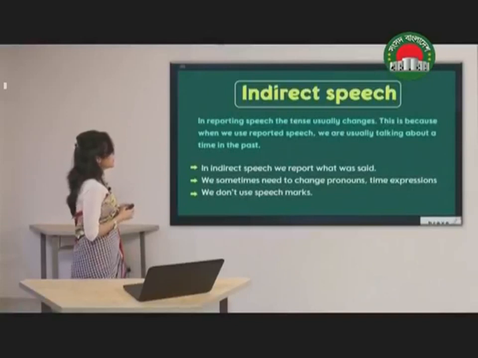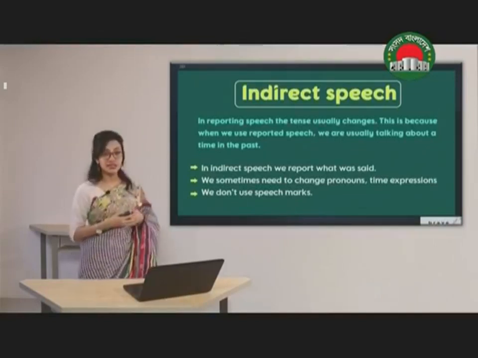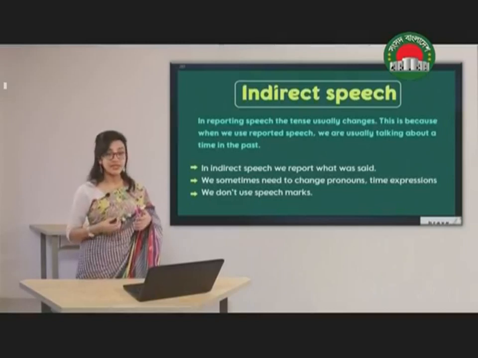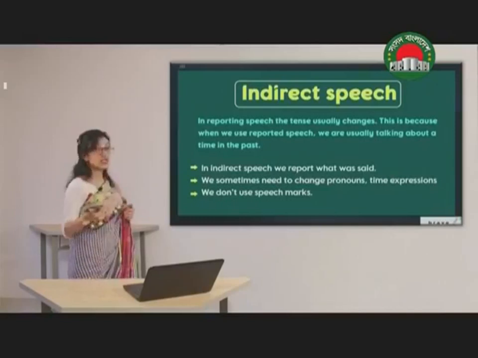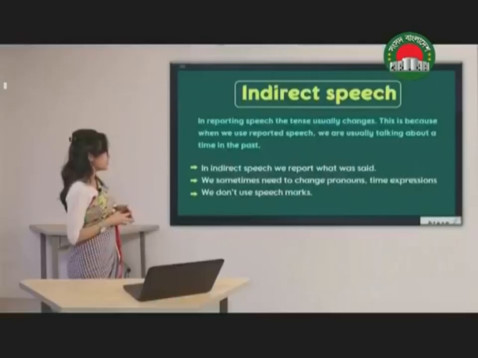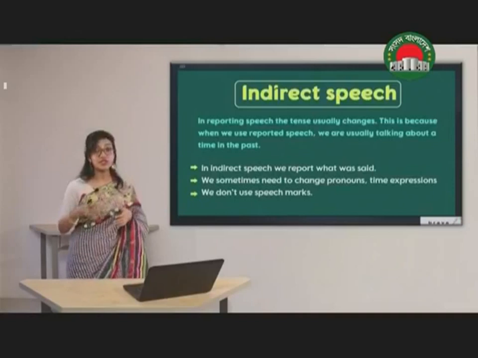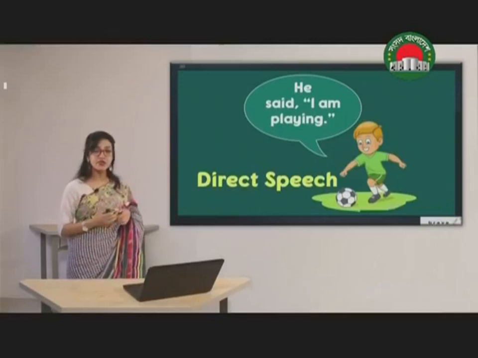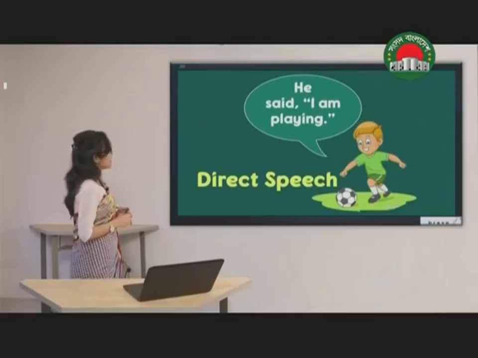In reported speech, the tense usually changes. This is because when we use reported speech, we are usually talking about a time in the past. So when we talk about something in the past, what do we usually do? We use the past simple tense. For that reason, the tense might be changed. In indirect speech, we report what was said. We sometimes need to change pronouns and time expressions, and we do not use the speech mark, that is the quotation mark. Now let's look at the same sentences using both direct and indirect speech. The first one, he said, "I am playing."